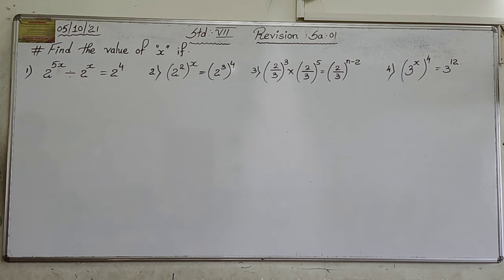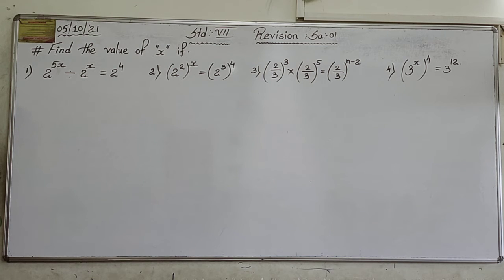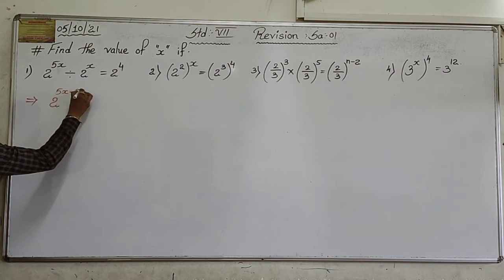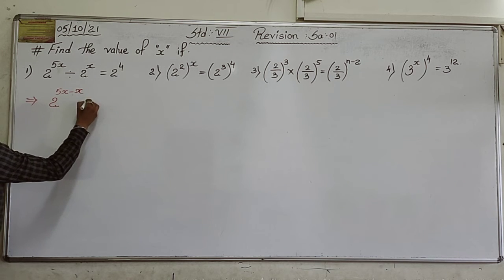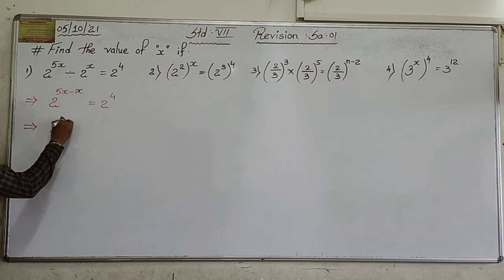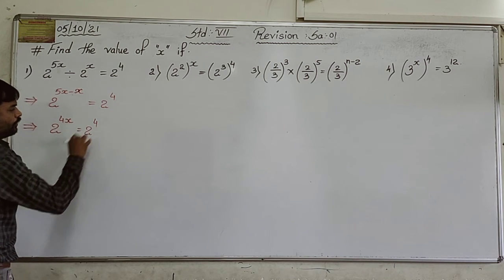Got it? Now here you can see that base are same and it contains division sign. Right? So it is a law of division. And what does the law of division says? That is 2 raised to, we have to subtract the power, is equal to 2 raised to 4. Right? Step by step, which implies 2 raised to 5x minus x, 4x, 5 is greater so plus 4x, is equal to 2 raised to 4.